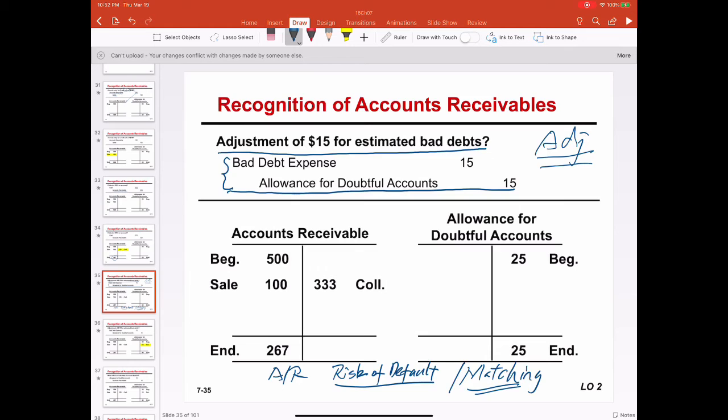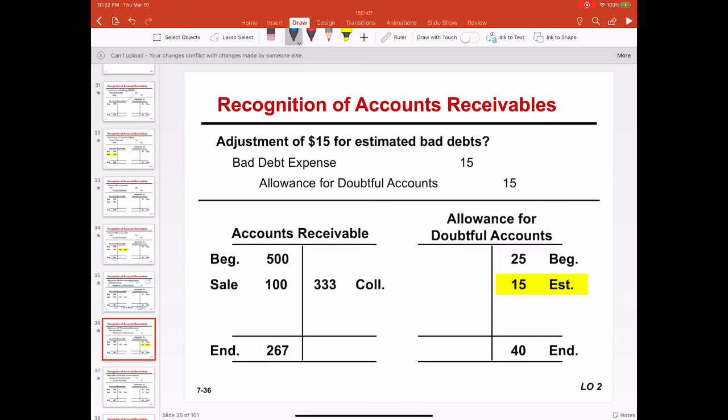Okay, so the journal entry is we debit bad debt expense, which will be posted to the income statement as part of expense. And the next one is allowance for doubtful accounts, which is a control account of accounts receivable, right? So here we credit 15. This amount will update to the T account of allowance for doubtful accounts.